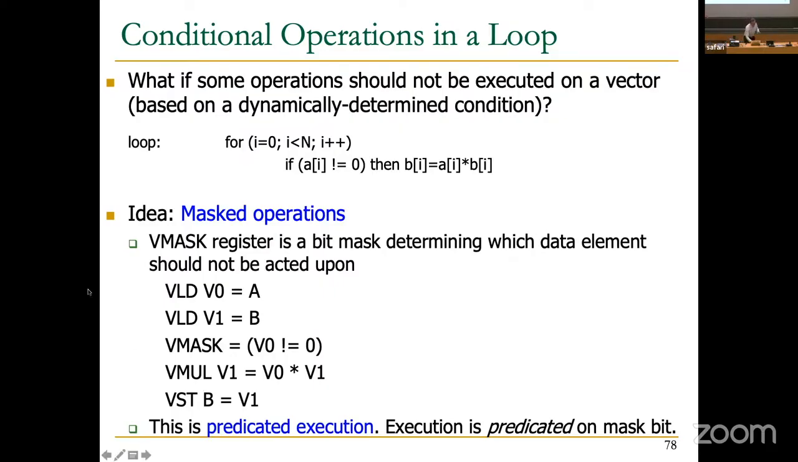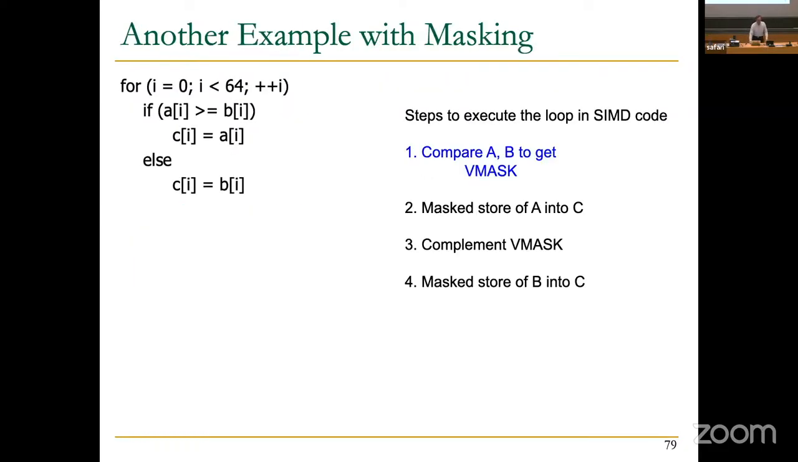I did not talk about this, but here the vector mask is all ones. That's why all of these are unconditional. But once you change the vector mask, if some element has a corresponding element in the vector mask that's 0, then that doesn't take effect. Okay, so this is another example with masking.